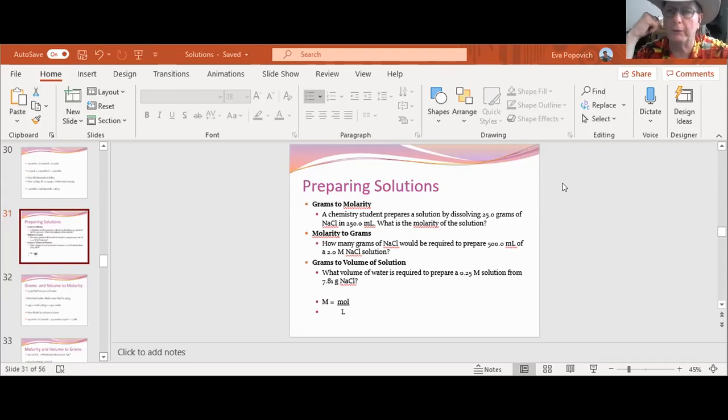Once you have the moles, Min, what are you going to do? The moles divided by 0.25. Well, if we're going to do sig figs, it's 0.2500, okay? But you got the idea. You got the general gist of how you're going to do it.